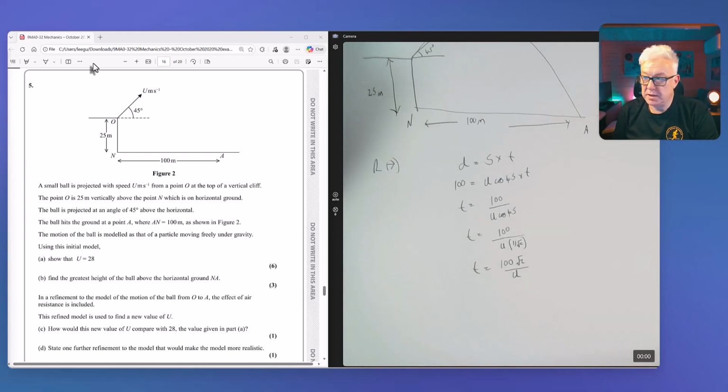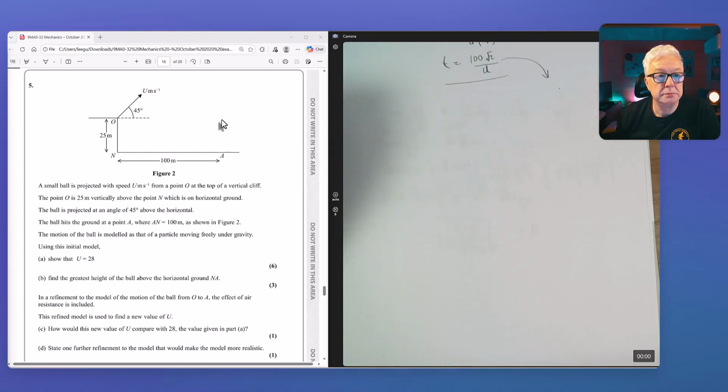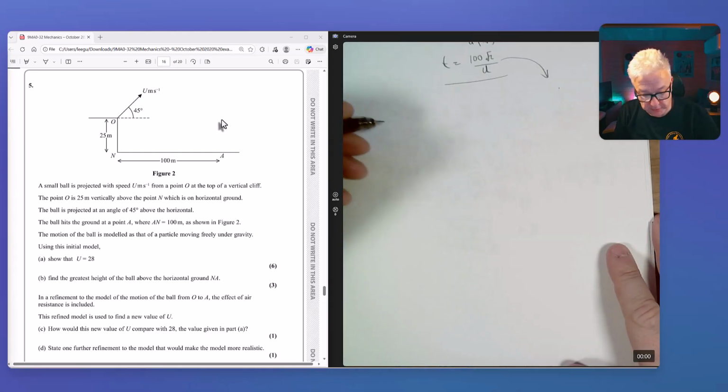Let's quickly check that that's correct. Yes, that's fine. So there's an expression for t. It's time to resolve vertically now.